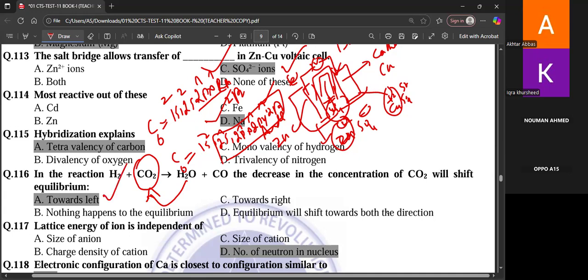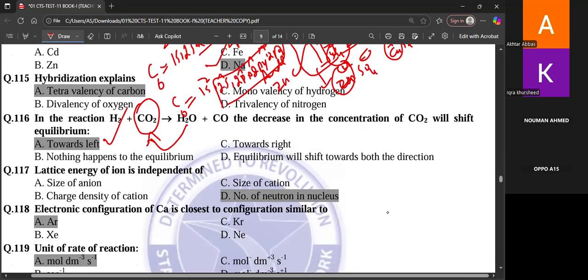So your best option is alpha. Lattice energy of the ions is independent of the number of neutrons in the nucleus. It depends upon the size of the cation, the size of the anion, and the charge density of the cation. So your best option is delta.